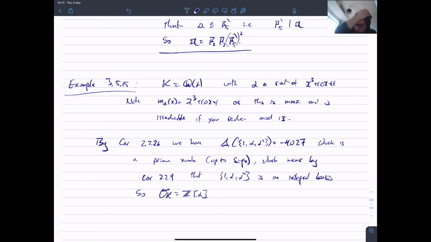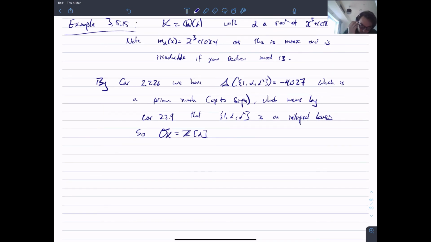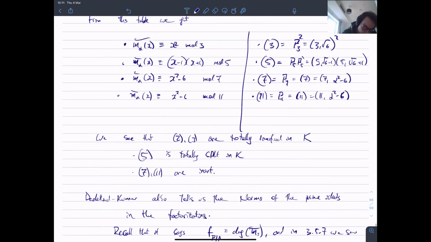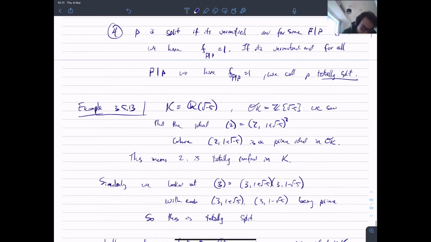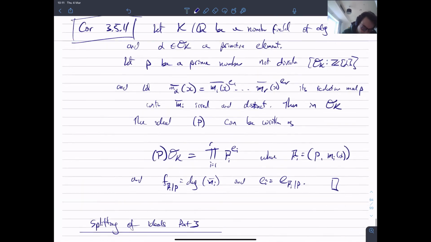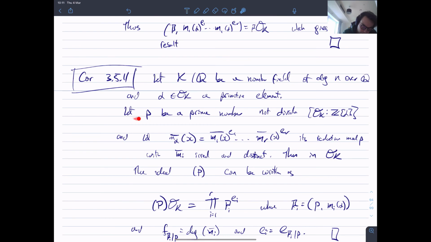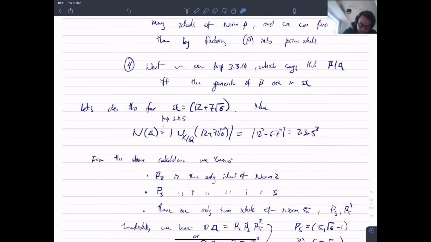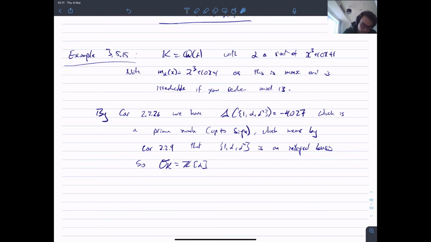Great. So remember, to apply the theorem of Dedekind and Kummer, I'll just go back to it again. The condition was that if I wanted to use this to factorize a prime number p, I had to check that the prime doesn't divide this index. So I need to figure out what this index is. In this case, the index is 1, so it works for any prime. No primes divide 1. So 3.5.10 works for all primes.